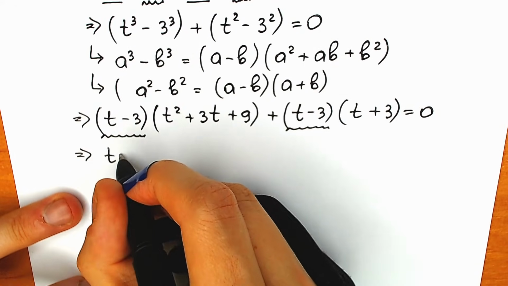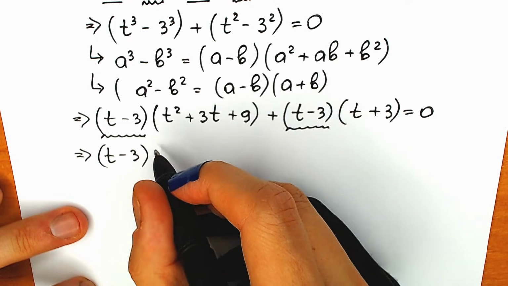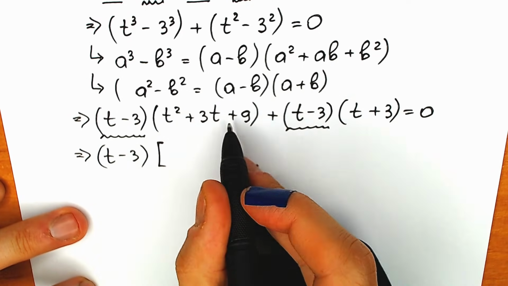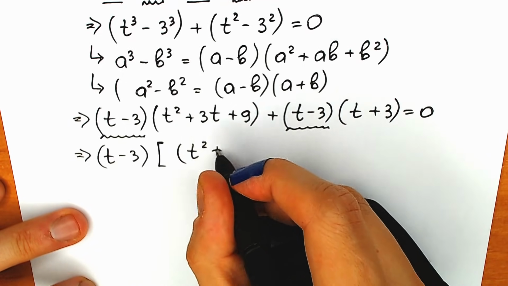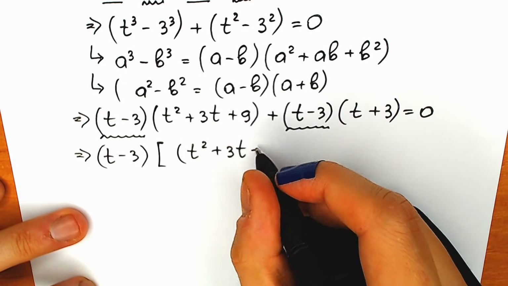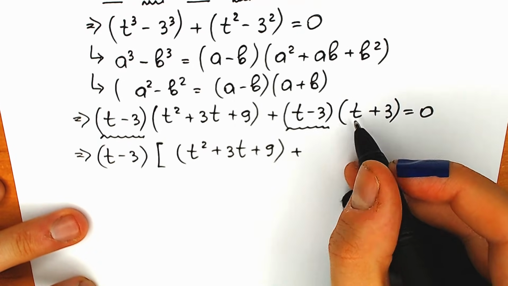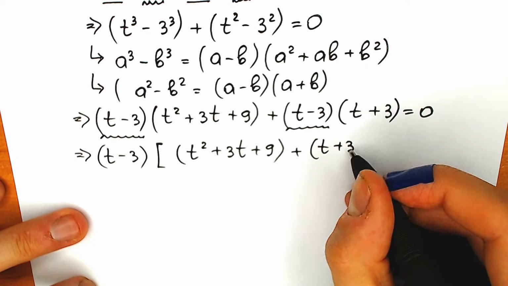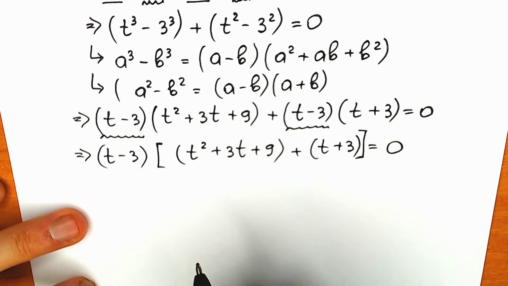So t minus 3, this is our first parenthesis, and in another parenthesis, what do we have? I just want to change this to another brackets, and as a result, what do we have? From this part, we have t squared plus 3t plus 9, and plus this one, plus t plus 3, equal to 0. Really great. What are we going to do next?